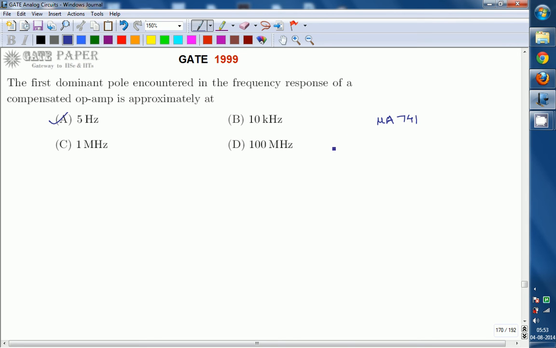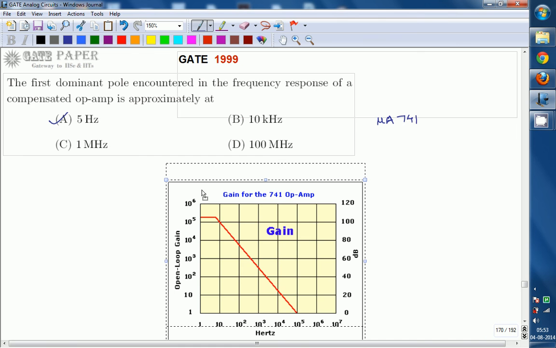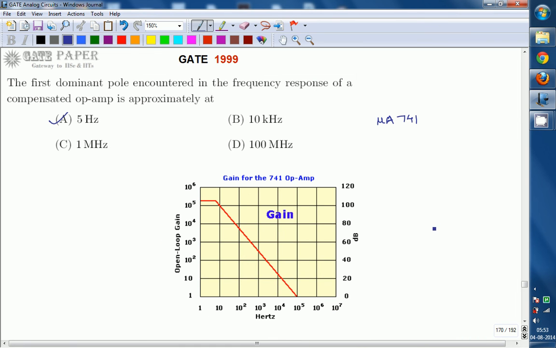Now for an internally compensated op-amp, if you look at its frequency response, we can identify the first pole, that is the dominant pole. So this is a frequency response. A frequency response curve is nothing but gain versus frequency. So this is open loop gain on the y-axis, and on the x-axis it is frequency. The unit for frequency is hertz, and gain doesn't have any units.